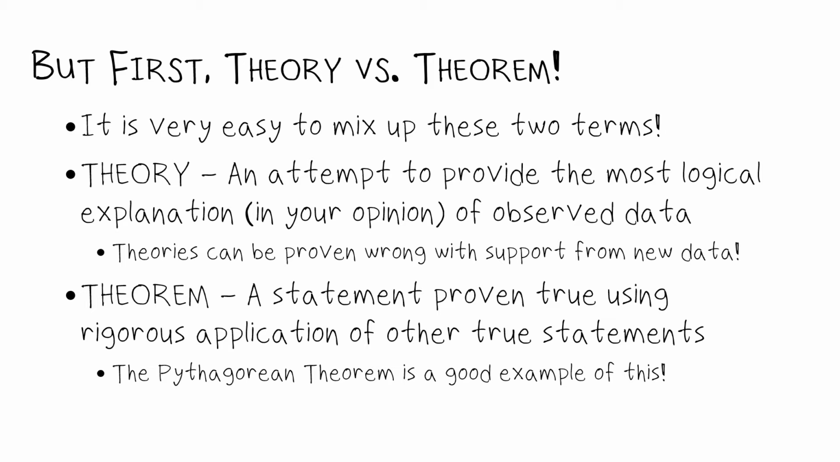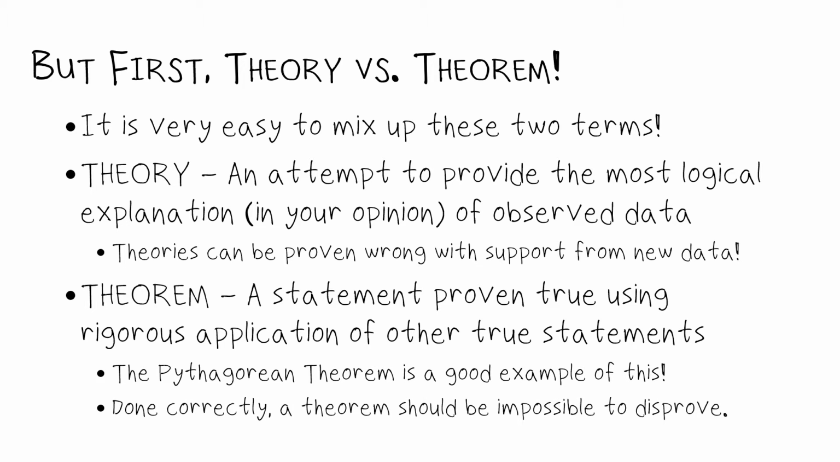We know it's true. It's not some tentative thing. It's not potentially going to be disproven later. A good example of this is something you might be familiar with, the Pythagorean theorem. A squared plus b squared equals c squared. This is an absolutely true statement. There are no circumstances in which it is not true, and it's been derived and proven through rigorous proofs based on foundational statements that are already true. So no one's going to come around and disprove the Pythagorean theorem. Done correctly, a theorem should be impossible to disprove because it's based on things we already know to be true.